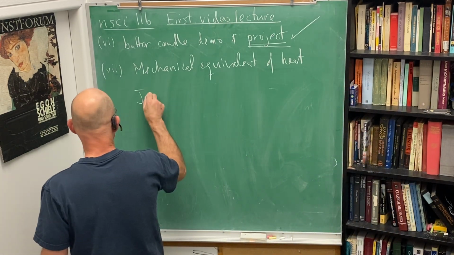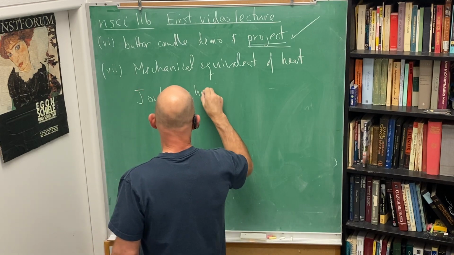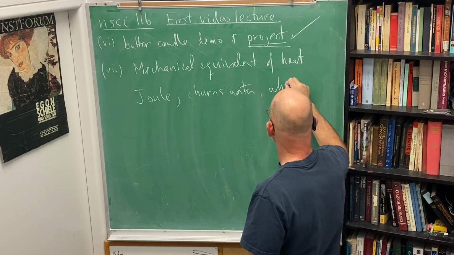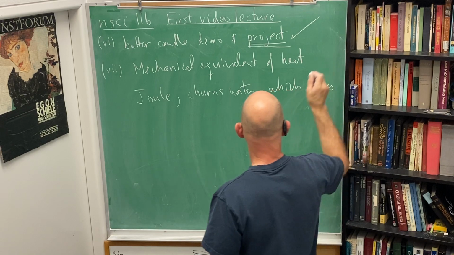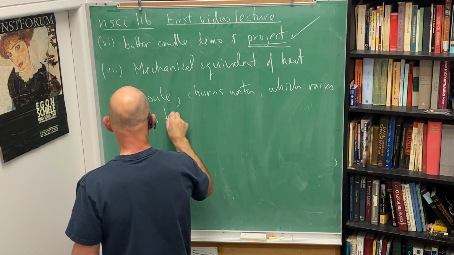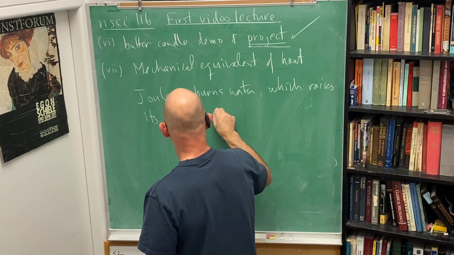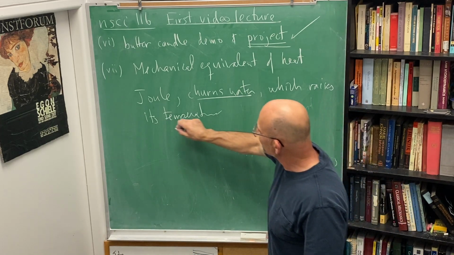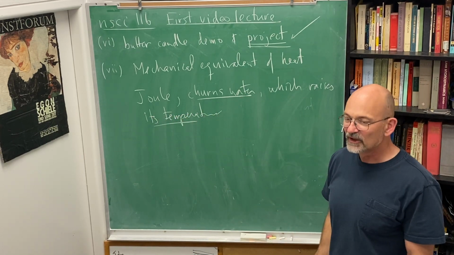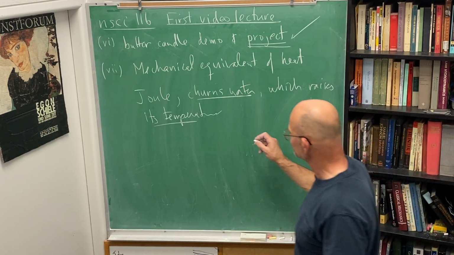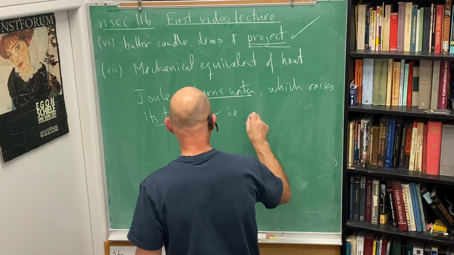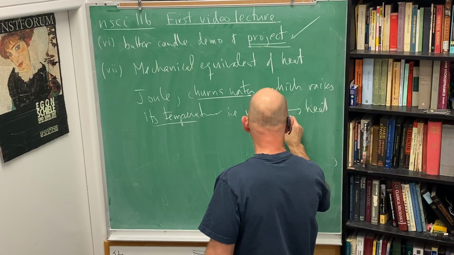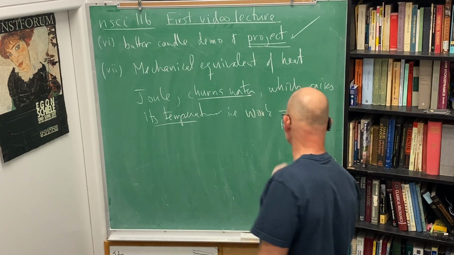Well, Joule churns water, which raises the temperature of the water. So churning the water, that's work. Raising the temperature, that's heat. So you can convert work into heat via friction, i.e. work into heat by way of internal friction of the water.